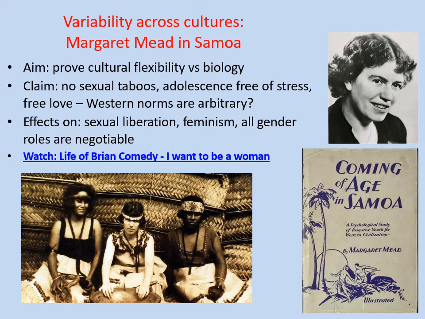This led eventually to sexual liberation. The relationship between the two sexes or genders can be revised. That led to feminism. All gender roles are negotiable. That ultimately led to current ideas that gender is a social construct and has nothing to do with biology. Margaret Mead herself lived according to this value system. She had female sexual partners as well as a multiplicity of male sexual partners, believing that the Western norms simply don't apply and can be easily transgressed.